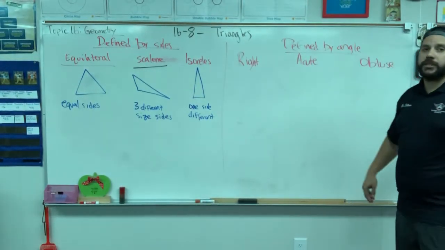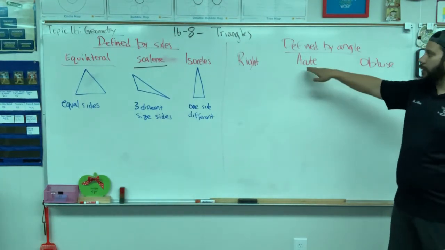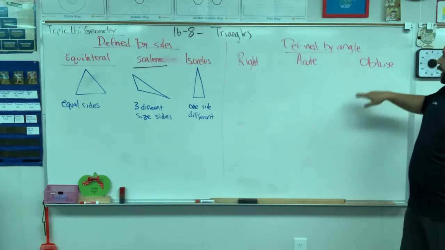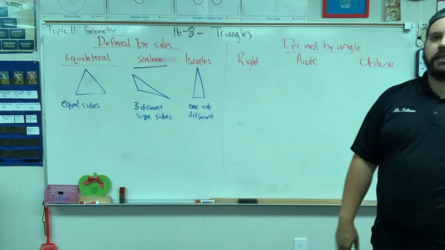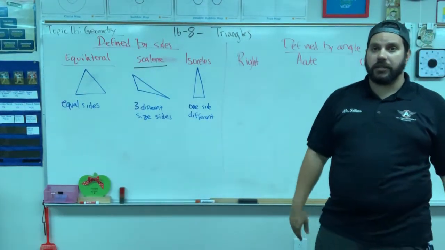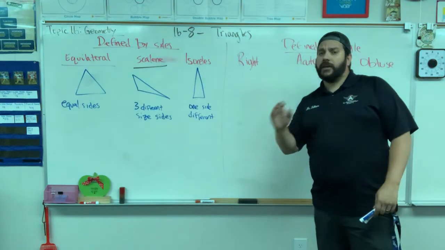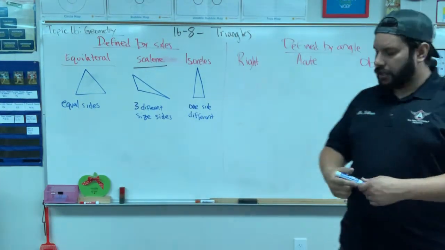Okay, and those terms we're going to use are right triangle, acute triangle, and obtuse triangle, which going all the way back to 16-1, you have an idea of what those angles look like, or 16-2, whatever it was. You have an idea what those angles look like. Now let's put them into play with a triangle.